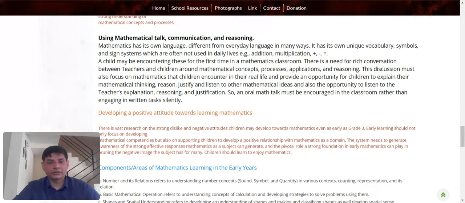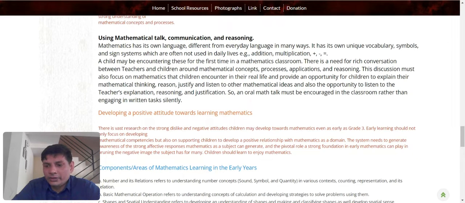So, if we want to teach mathematics at the foundational stage, especially to children aged between 3 to 8, we need to talk about different symbols. We need to talk about why we are doing it, and what is the importance of these symbols and signs.